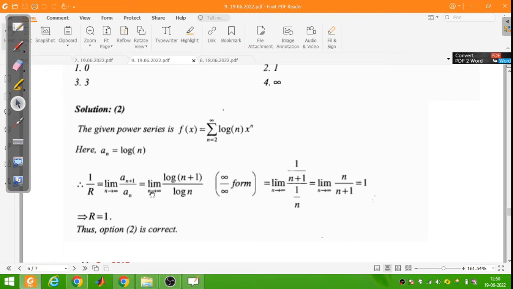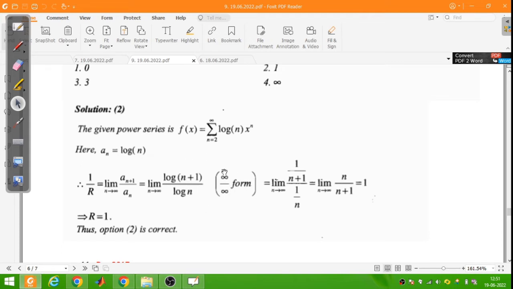Then you apply the limit n tends to infinity, infinity by infinity, it is the indeterminate form. Then you have to apply L'Hopital rule. Already I said L'Hopital rule. What is L'Hopital rule? You have to differentiate numerator separately and denominator separately. Then you have to apply the limit.